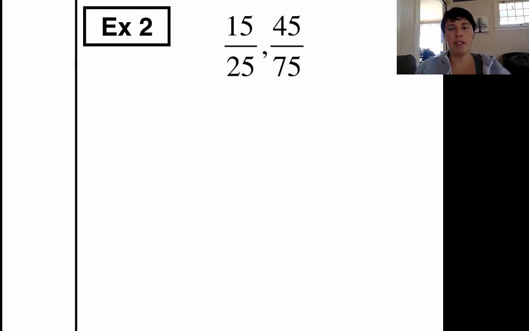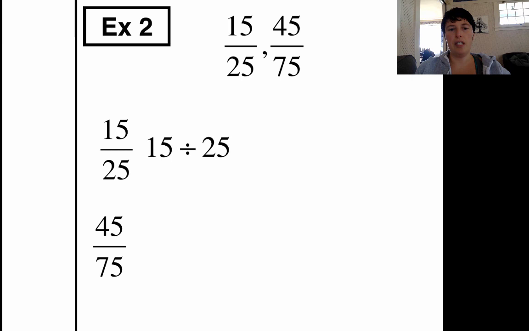15/25 and 45/75. I'm going to take both those fractions and use my calculator and divide. I'm going to do 15 divided by 25. You should try it in your calculator and make sure we're getting the same decimals. It's good to practice. So 15 divided by 25, I got 0.6. I hope you did too.